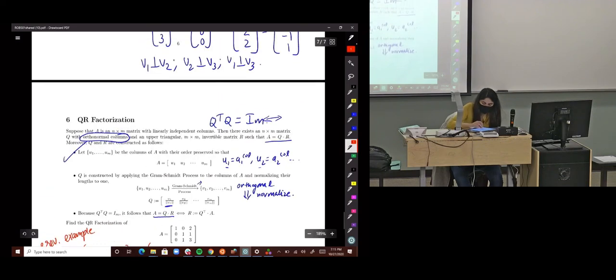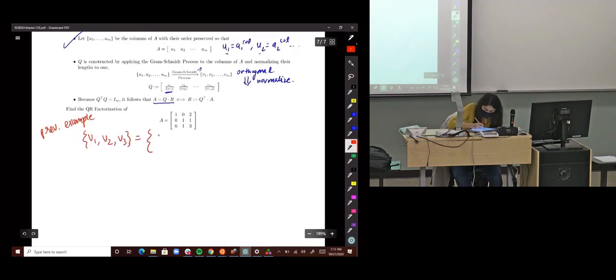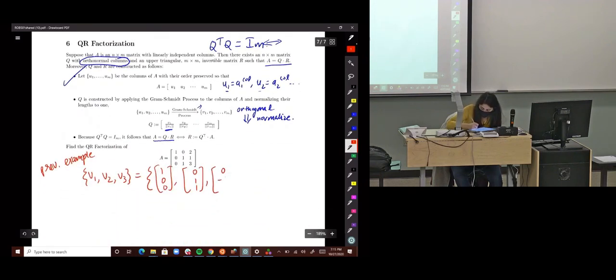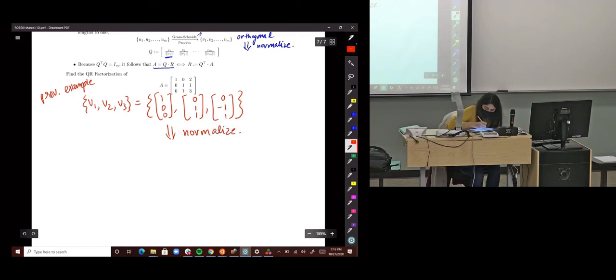And let's write that down. V1 and U1 were equal, so this was 1, 0, 0. This was 0, 1, 1, and this we found to be 0, minus 1, 1. So we have our set of orthogonal vectors. To find out Q, we will normalize our vectors. So then Q becomes V1 divided by the norm of V1.